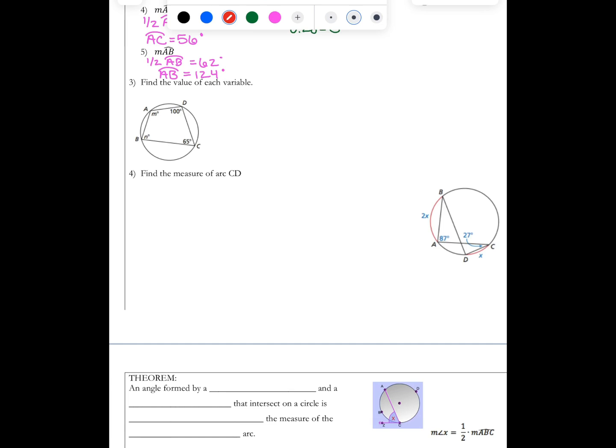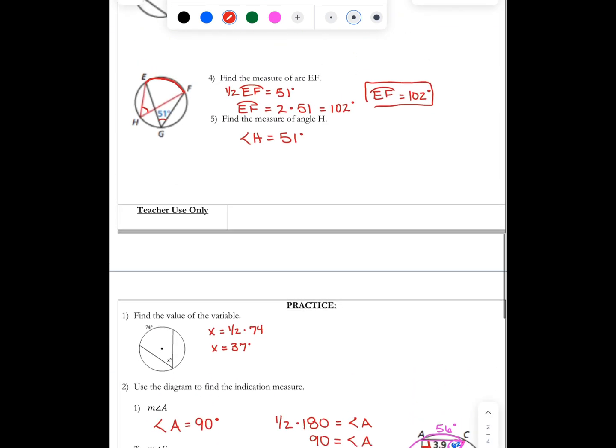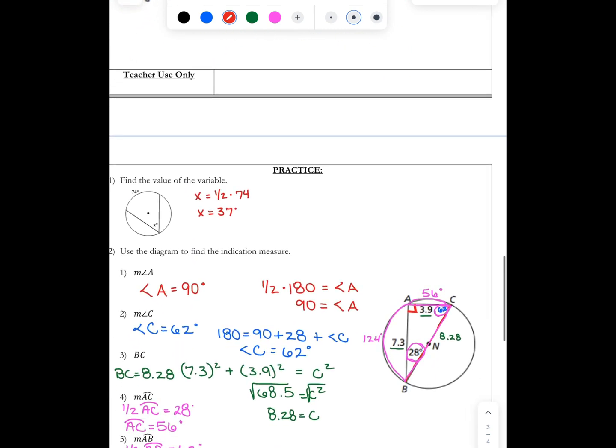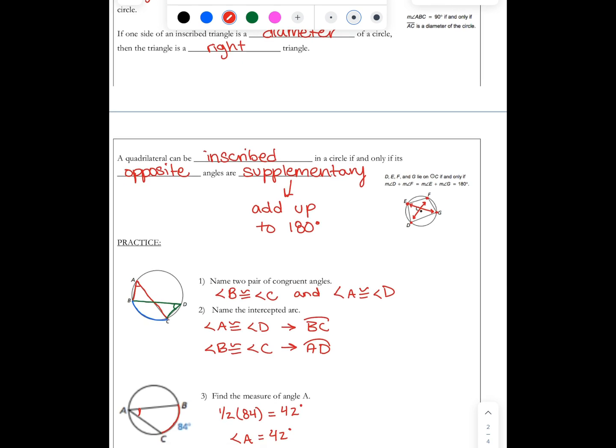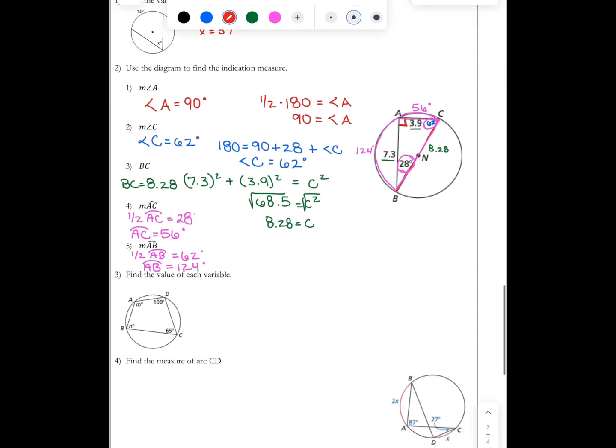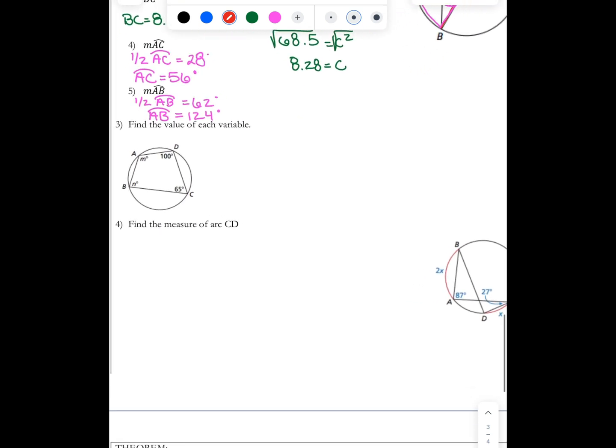Wants us to find the value of each variable. So I'm going to begin with n. Earlier we stated that this theorem states that a quadrilateral can be inscribed in a circle if and only if its opposite angles are supplementary, meaning that they add up to 180 degrees. So in this problem, we do have a quadrilateral because it has 4 sides. So that means that the opposite angles must add up to 180 degrees. So 100 plus n must equal 180 degrees. So that means that n must be 80 degrees.